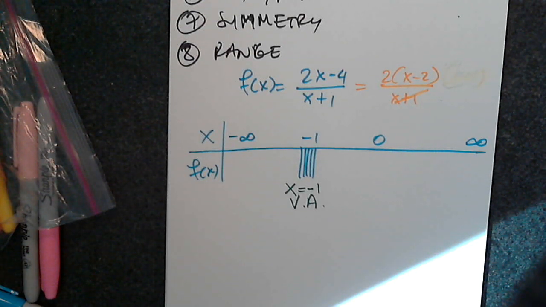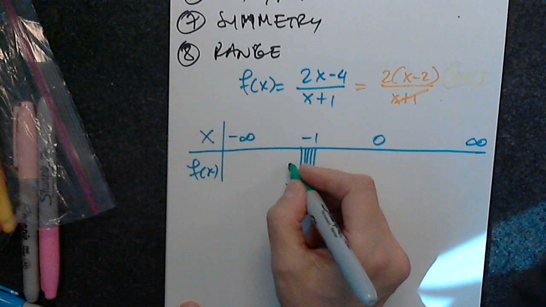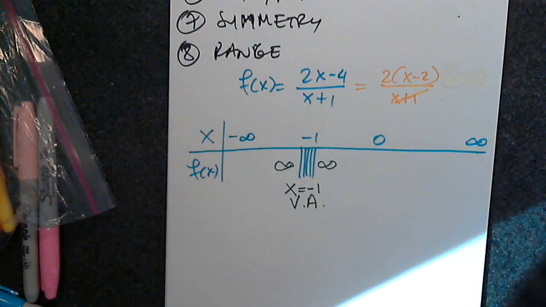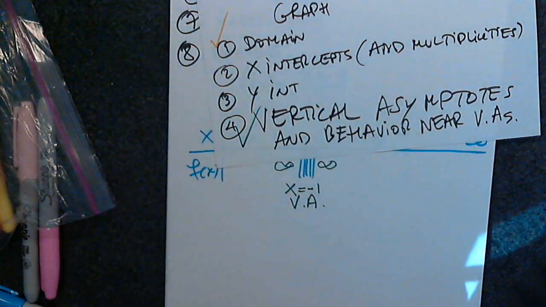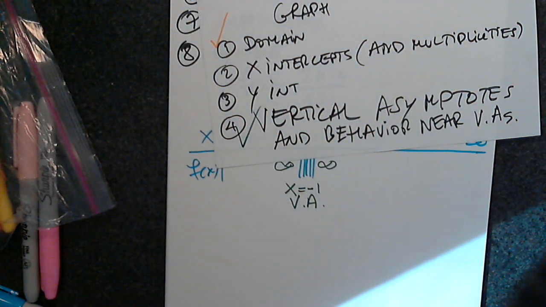And on the other side, it does this, or this, which means it goes to either infinity or negative infinity. There are 4 possibilities. So once I establish that x equals -1 is a vertical asymptote, I can immediately write infinity left and right of that. So that's the vertical asymptote and behavior near the vertical asymptote.